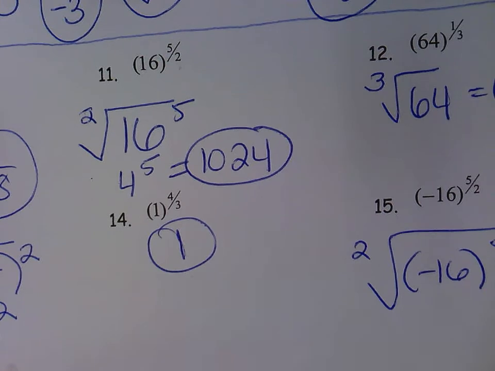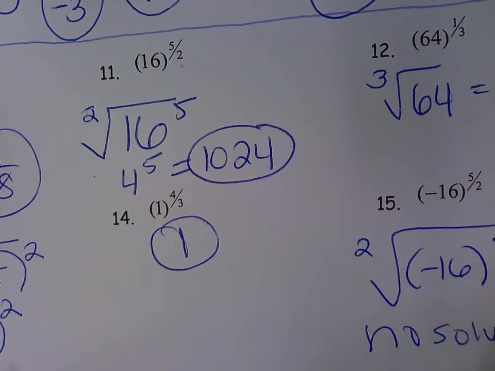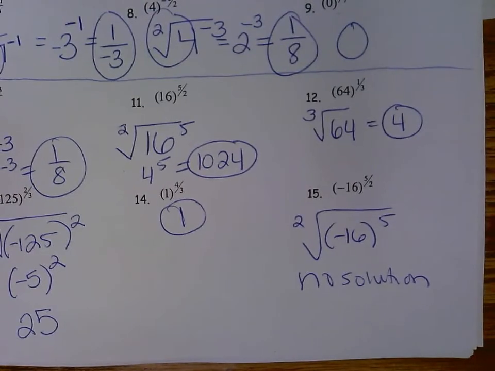So this is no solution. The reason is, if you tried to say that the answer was negative 4, negative 4 times negative 4 would give you back positive 16. And I started with negative 16. So I can't take the square root of that.